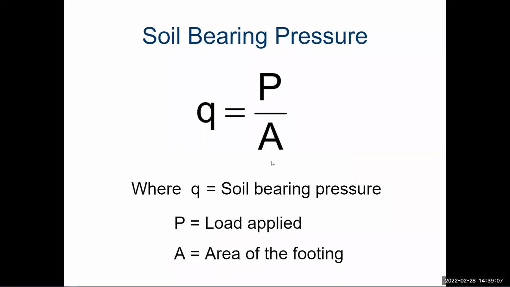All right, and here's the equation that we'll be using quite a bit today. It's a simple equation, but we'll see where these numbers come from. So the value Q refers to the soil bearing pressure. On top, we have the applied load P, which would typically be in pounds. And then A, the area of the footing, would typically be in square feet, meaning that the units for soil bearing pressure should be in pounds per square foot.